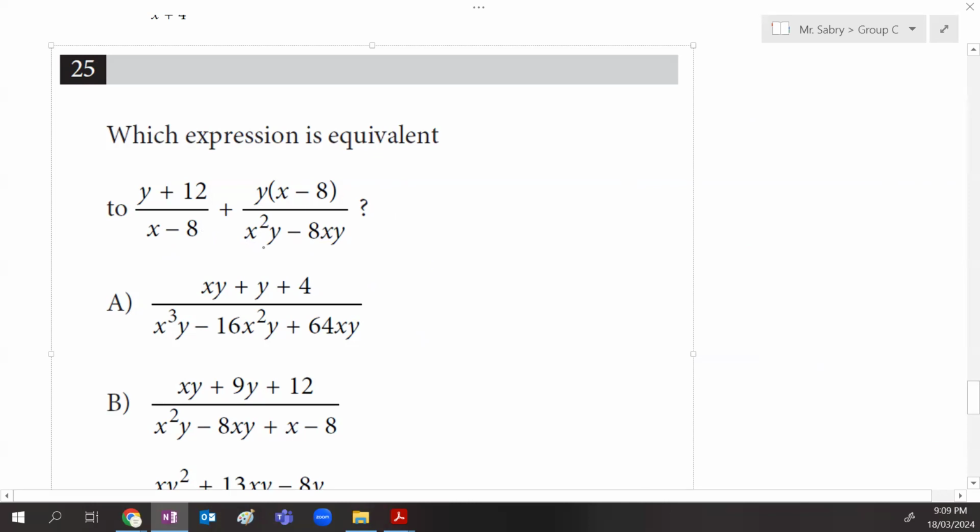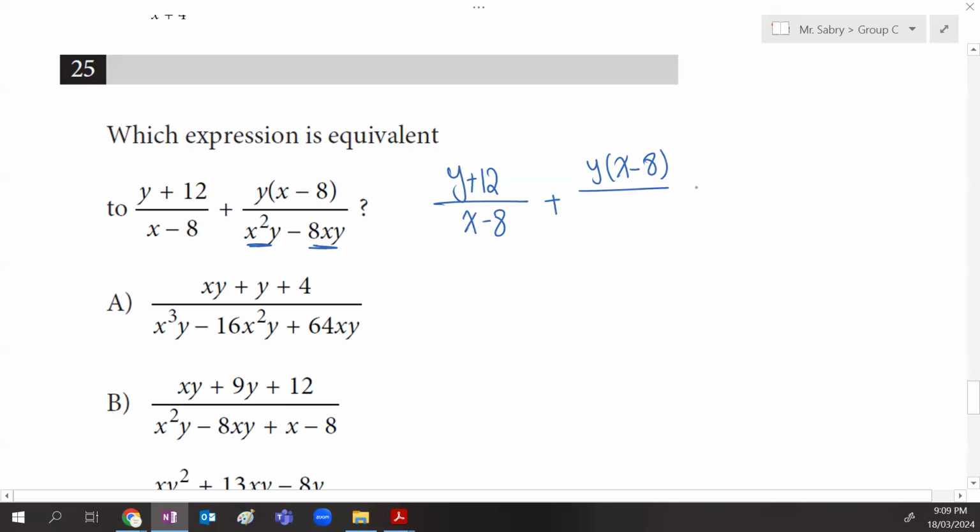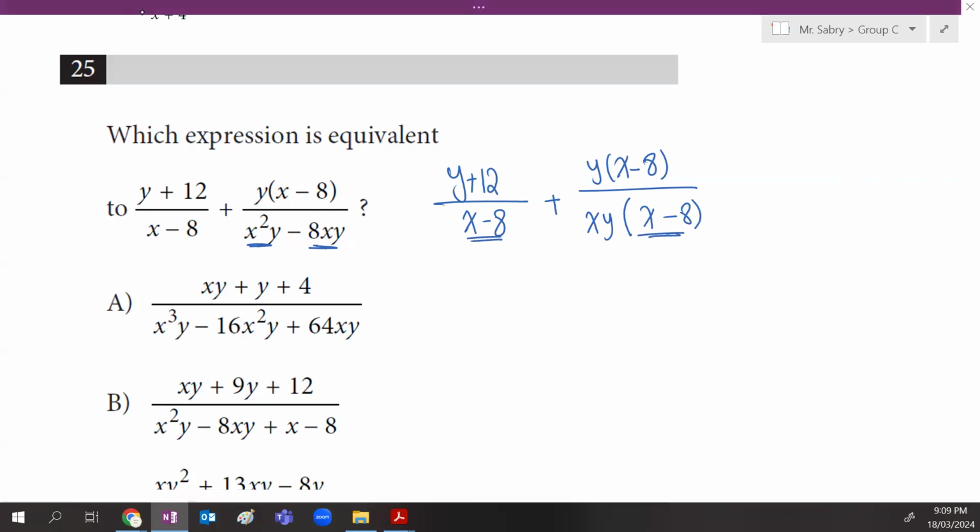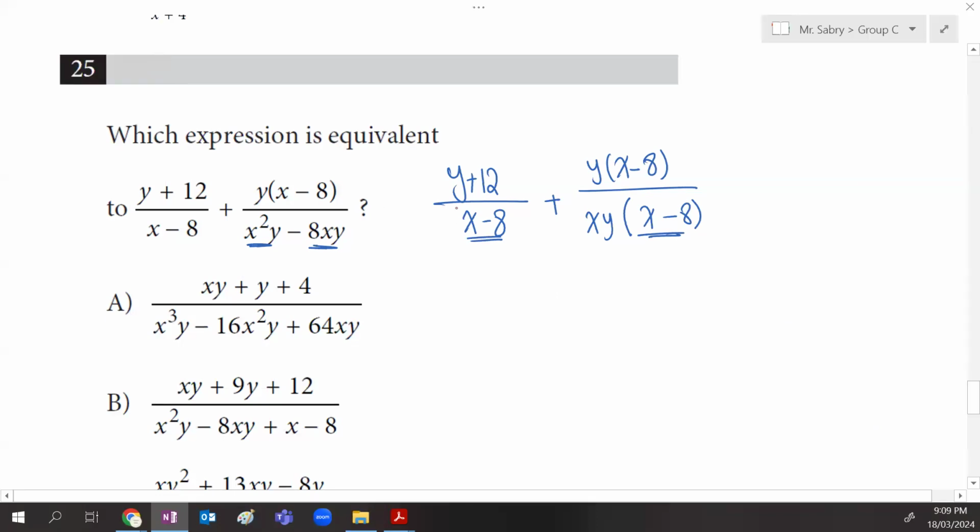Because if you took out of this denominator, if you took xy as a common factor, the first fraction will remain as it is, x minus 8. The second one, the numerator will remain the same. For the denominator, you'll take xy as a common factor. You'll be left with x minus 8. So apparently this part is common between both of them. So how can I make them have the same denominator? If I multiplied only this first fraction by xy up and down, they'll have exactly the same denominator. And that's what you're going to do.